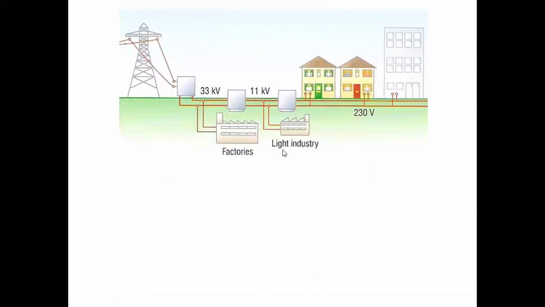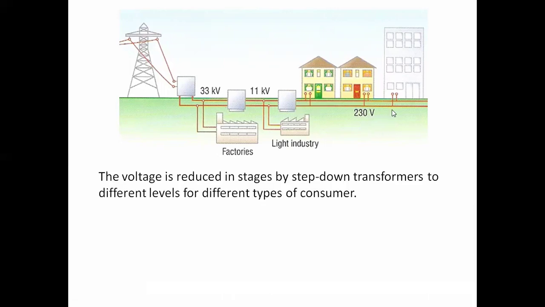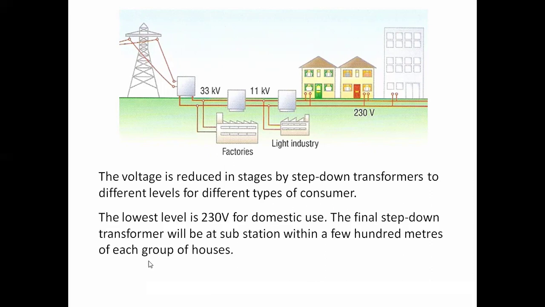So here this is the national grid system shown. The 33 kilovolt is the voltage produced by the transformer, which is delivering it to the factories. It is stepped down, and this is for the houses. It is not stepped down in one step. See, gradually 11 kilovolt is delivered to light industry, and it is stepped down further, and 230 volt is supplied to the houses, that is consumers like us. The lowest voltage is 230 volt for domestic use.